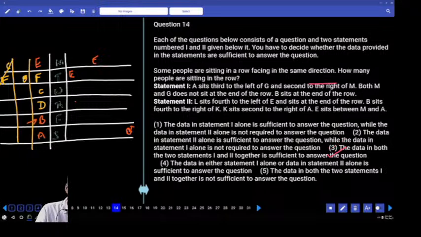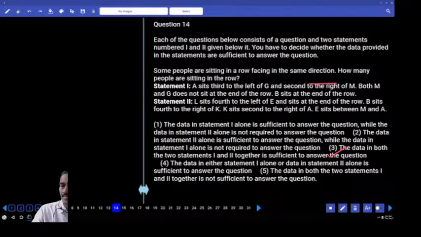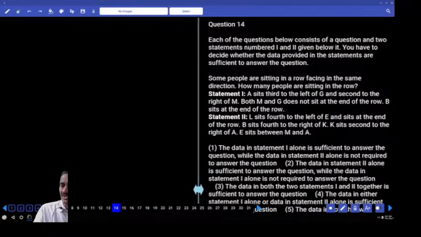Then next one, 14th one. Now in this question number 14, some people are sitting in a row facing the same direction. How many are in the row? The question is about how many people are sitting in the row. And first, A sits third to the left of Z. A is seated third to the left of Z, and second to the right of M. Both M and Z do not sit at the ends of the row. At least one person is there to the left hand side of M or to the right hand side of Z. And next one, B sits at the end of the row.